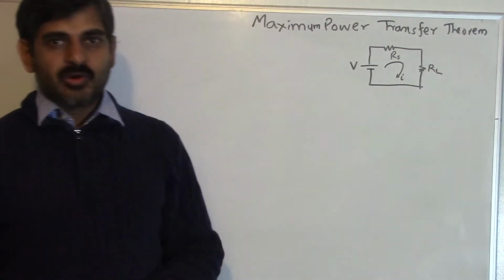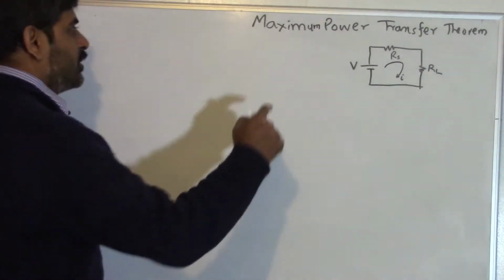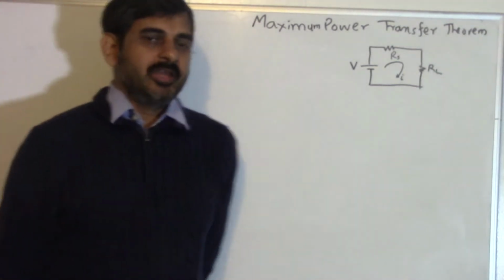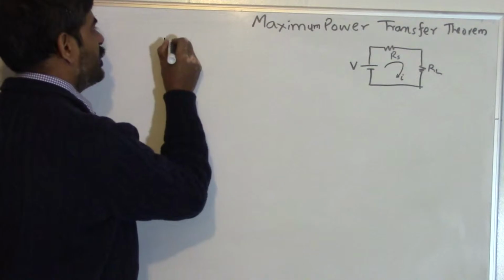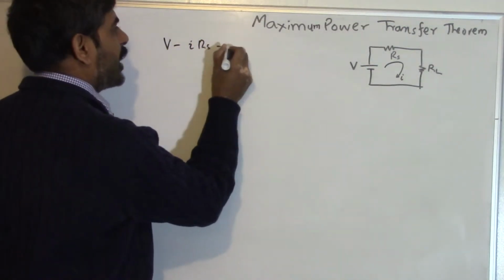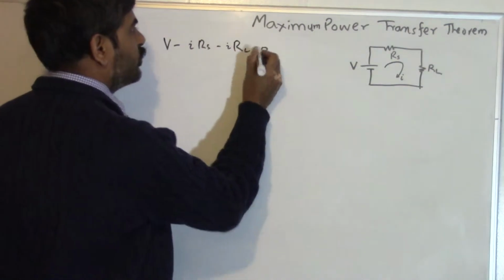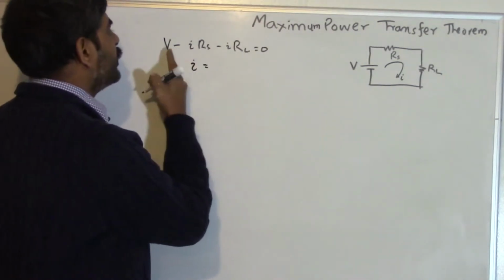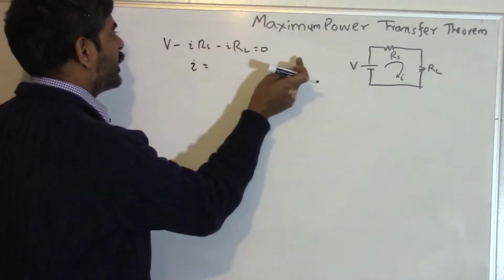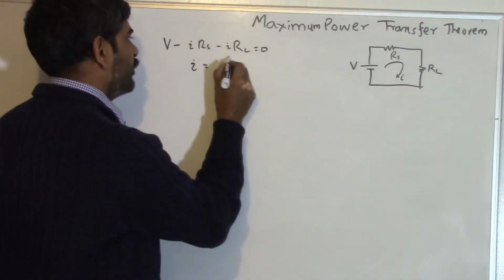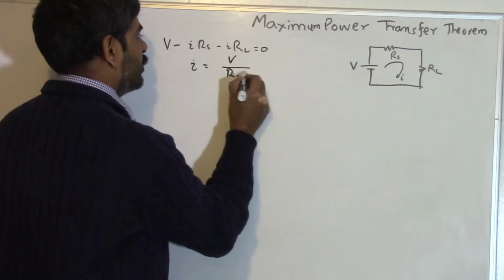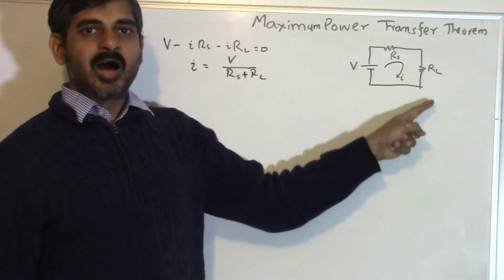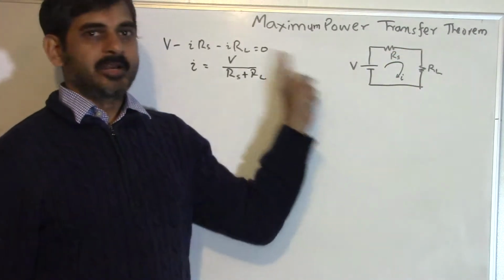Let's derive the equation of the power transfer theorem. If we take this loop and we have a current I here, then we can apply Kirchhoff's voltage law in this loop, which says V minus I RS minus I RL is equal to 0. From here we get I: we take V on one side, send RS plus RL to the other side, so we get I equal to V divided by RS plus RL. This is the current, and it will be the same in RS as well as RL, because they are in series.